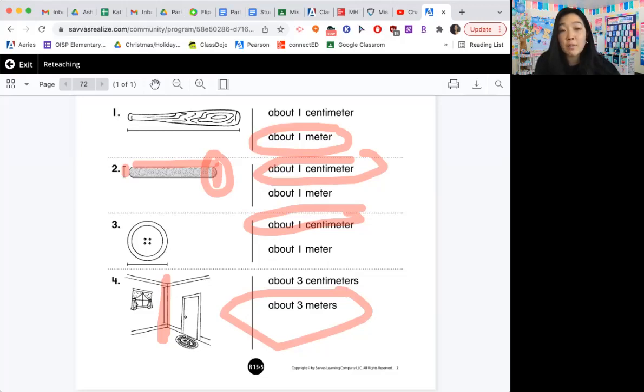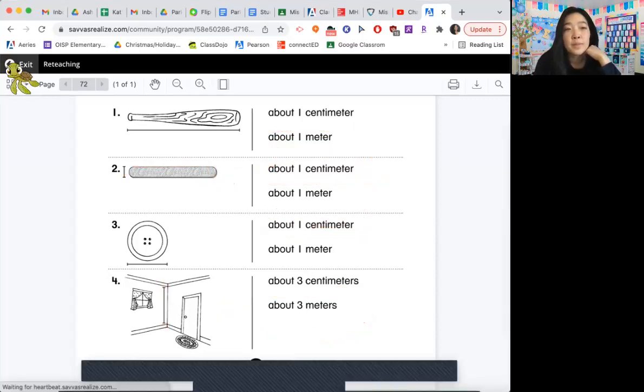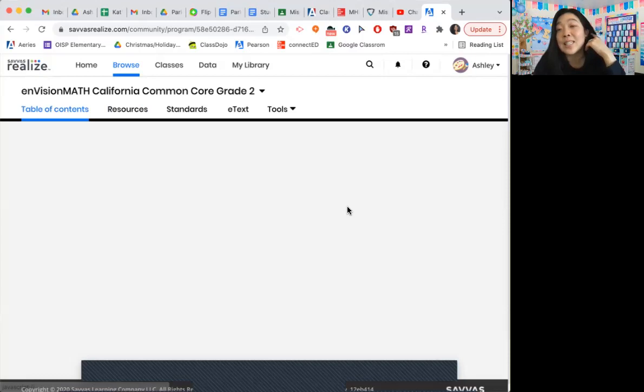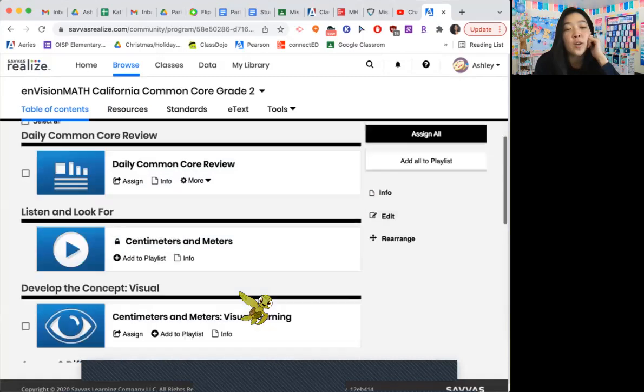CM stands for centimeter. The button is about 1 centimeter. And then the length of the wall is about 3 meters. M stands for meters. CM stands for centimeters. M stands for meters. Does anyone know what MM stands for? If CM stands for centimeters, M stands for meters, what do you guys think MM stands for?